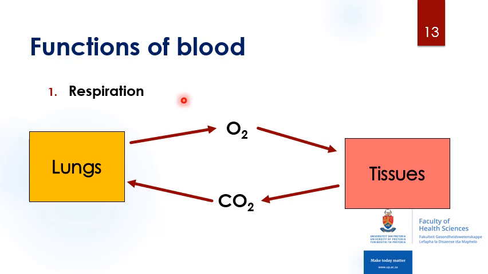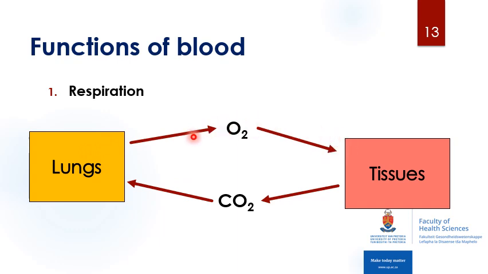So now let's take a look at the functions of your blood. Blood has many important functions in the body, but the main important function of your blood is to transport substances around in your body. So your blood is the transport medium of the body. And the first important function that we're going to look at is respiration, and that's the transport of oxygen from your lungs to your tissues.